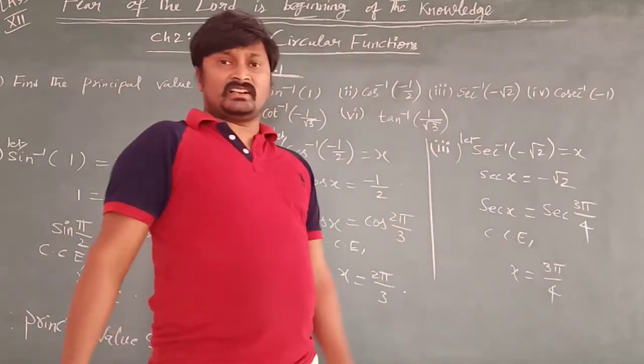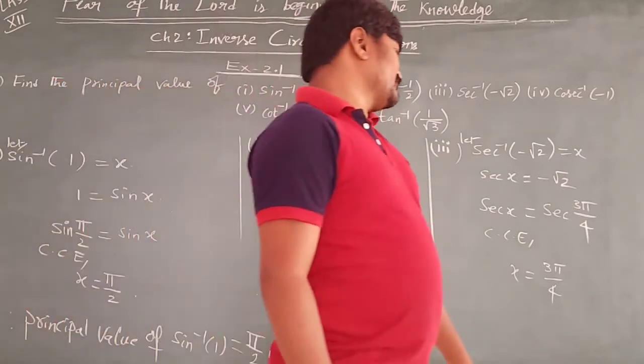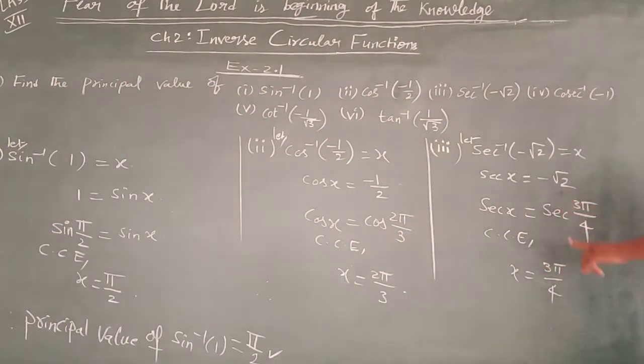There is another way also to solve this part. You already know that root 2 is nothing but pi upon 4. So you can write, this is another way.